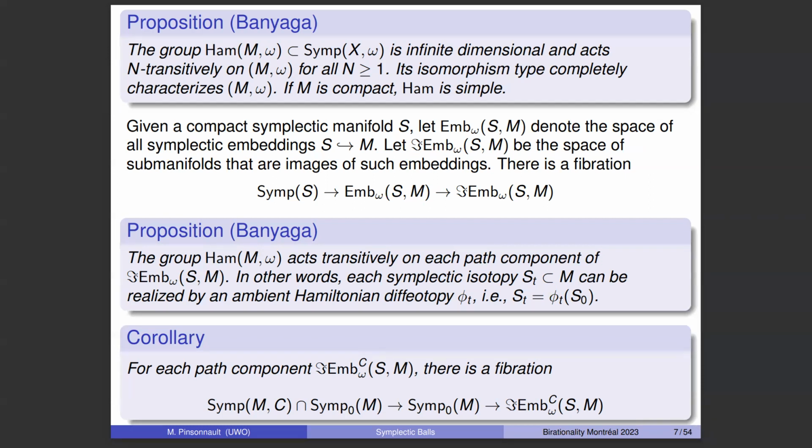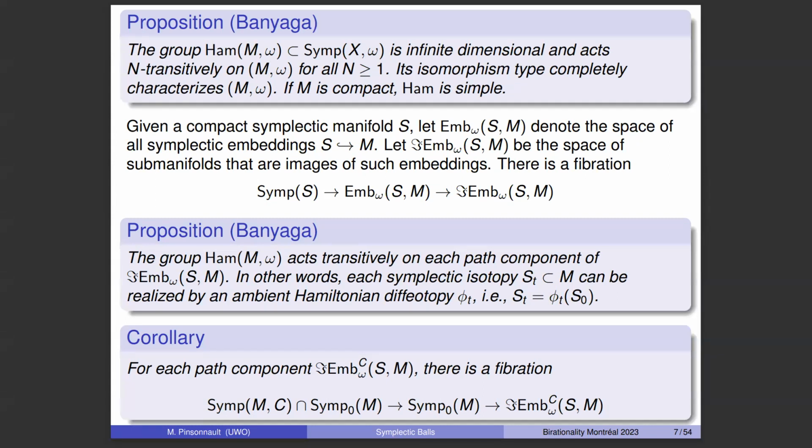So S is a symplectic submanifold, and I look at all possible symplectic embeddings of S into M. S may be of strictly smaller dimension, or it can even be of the same dimension as M. And I will look at the set of images of these embeddings, so just the space of submanifolds without any parametrization, which I denote by a script I, embedding. If you think of these things as infinite dimensional manifolds, then there's a submersion from the embedding space, which is parameterized embeddings, to images of embeddings, and there's a reparametrization group, which is the symplectomorphism group of the manifold S itself.